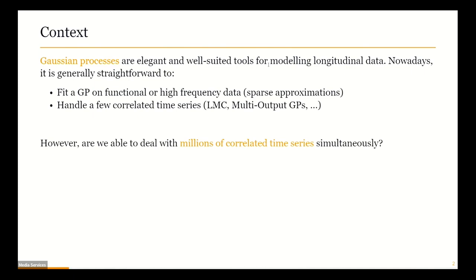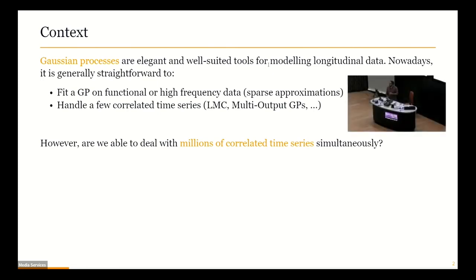We've seen it with GPs. We have a cubic computational cost in the number of observations, and we can still model correlations directly between different time series by defining an explicit correlation matrix, but it can scale really, really badly.